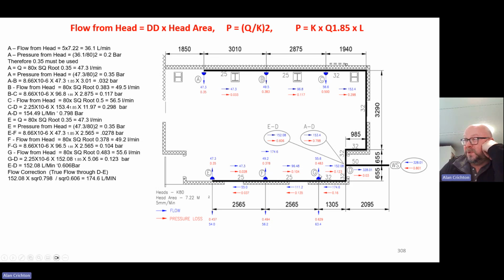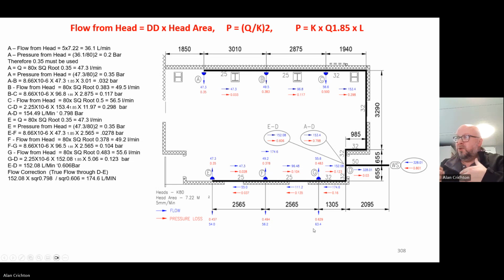So at head G, we know that at point D we're going to have 0.798 bars. If we take the pressure loss through this pipe away from 0.798 bars, that gives me an actual pressure at head G of 0.629. And if we calculate the actual flow through that head, it gives me 63.4 litres per minute, which is quite a bit different from 55.6.